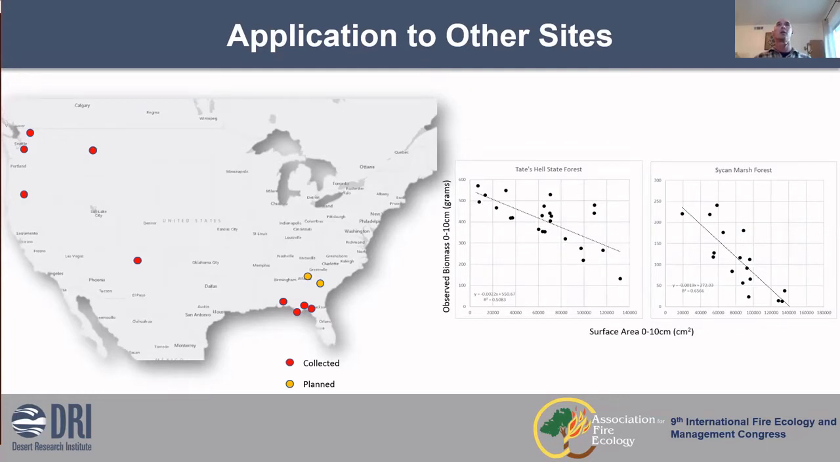But ultimately, we're looking to settle in on what the combination of models are to be able to accurately quantify what we see in terms of not just the surface fuels in the 0 to 10 centimeter, but also the shrub fuels.